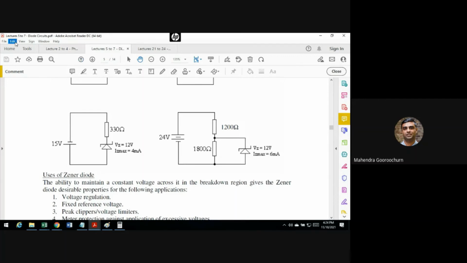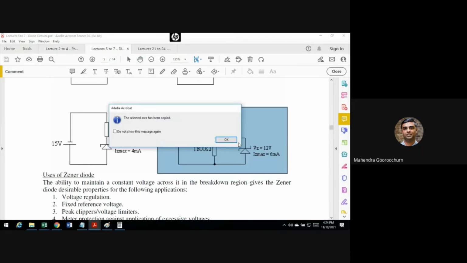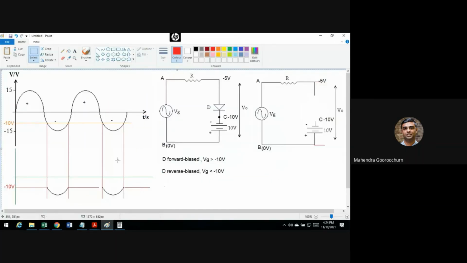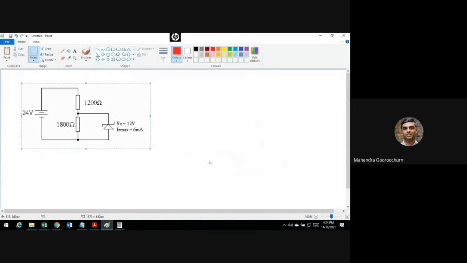Let me just bring that into Paint, and let's do some calculations on here. Yep, like this. Now let's do a calculation to see what voltage drop we are expecting. Let's forget about the diode for the time being. If we have 1800 ohms here and 1200 ohms, what voltage drop do we expect across this one, because these two are parallel? Let's just do a very simple calculation.